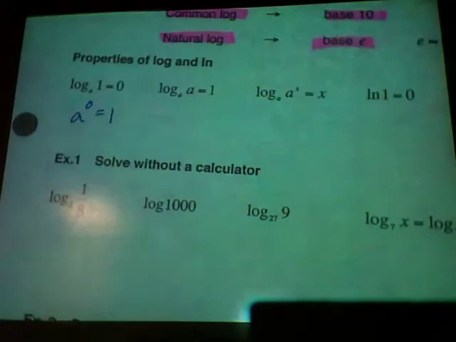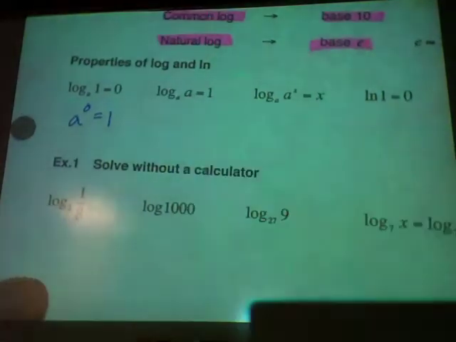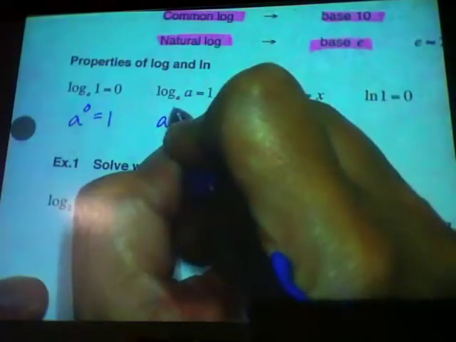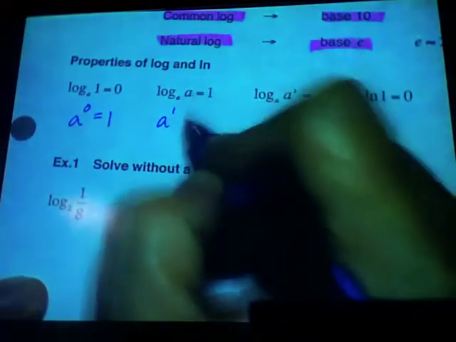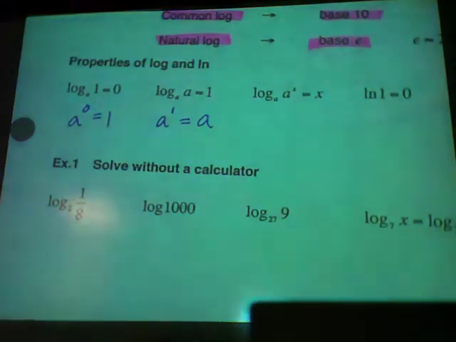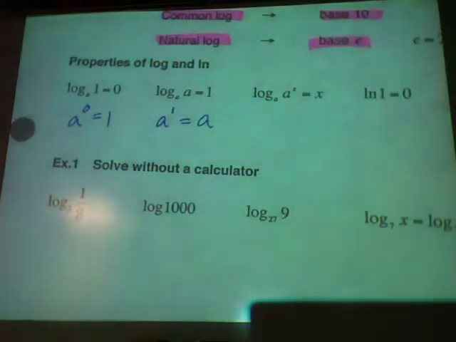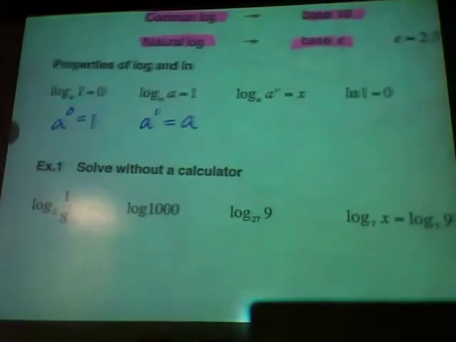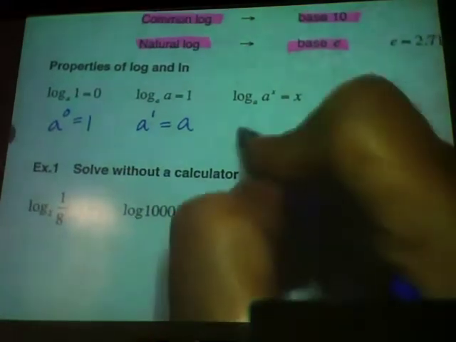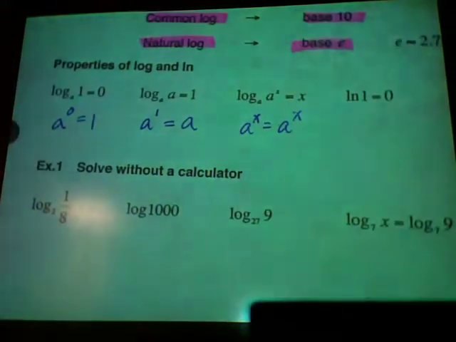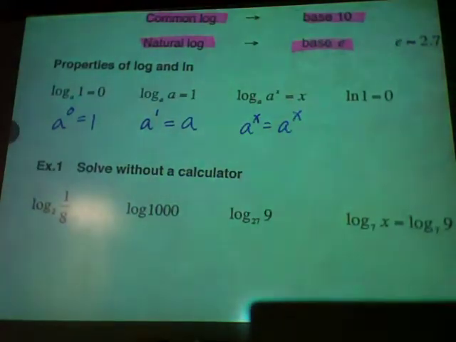All right, what about this one? How are you going to convert it? A to the first, so I'm switching these two, is equal to a. Okay, what about this one? A to the x is equal to a to the x. And I'll show you how these are used in a minute.